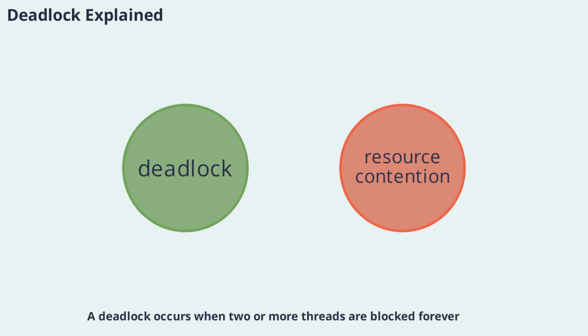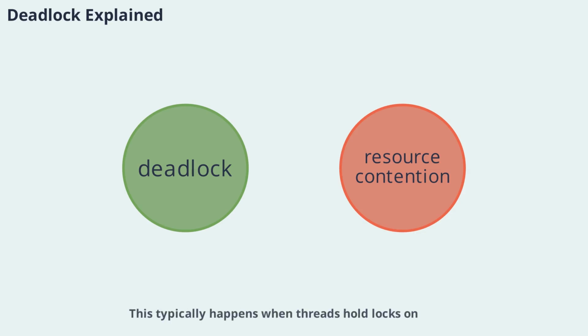Deadlock occurs when two or more threads are blocked forever, each waiting for the other to release a resource. This typically happens when threads hold locks on resources and request additional locks held by other threads. Deadlocks can severely impact system performance and are challenging to debug and resolve. Avoiding deadlocks requires careful design and coordination.